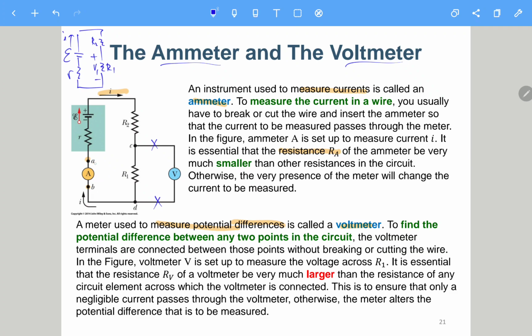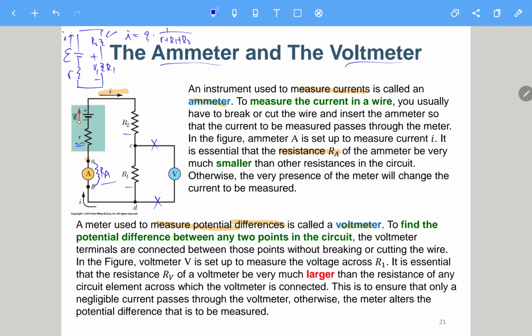This one will have another intrinsic resistance. Oh, R is already used. So let's say this is RA. So RA should be much smaller than R, or smaller than these other resistances, because originally I will be E times 1 over R plus R1 plus R2.